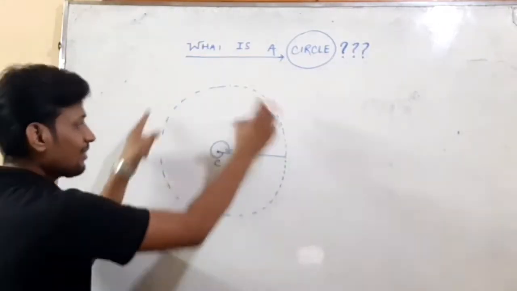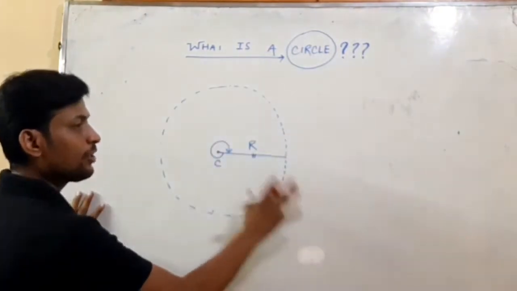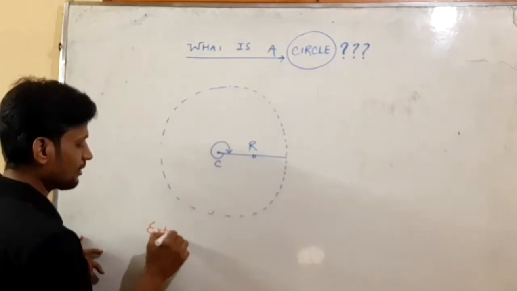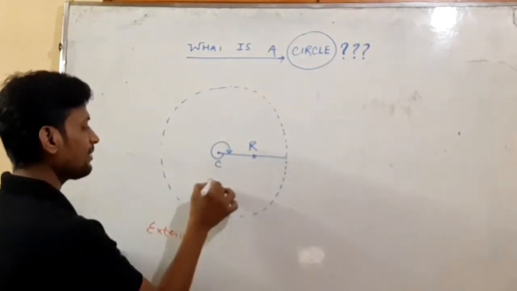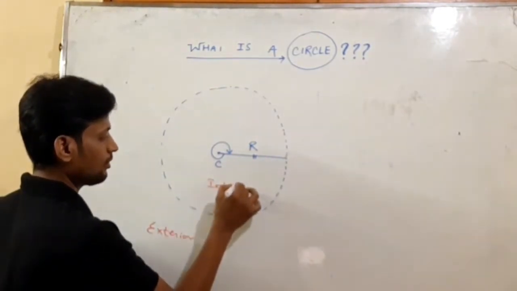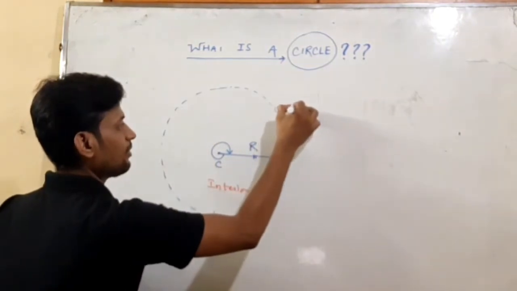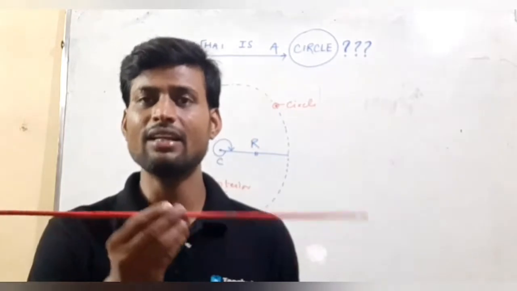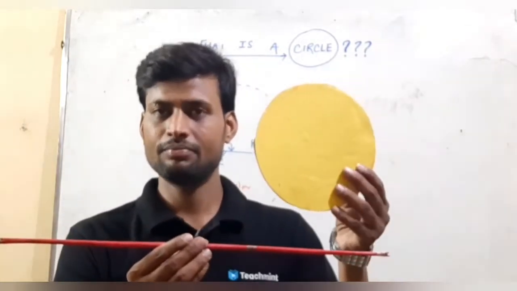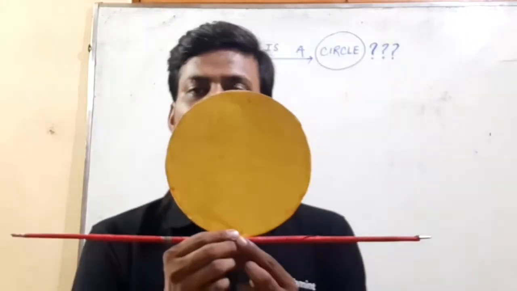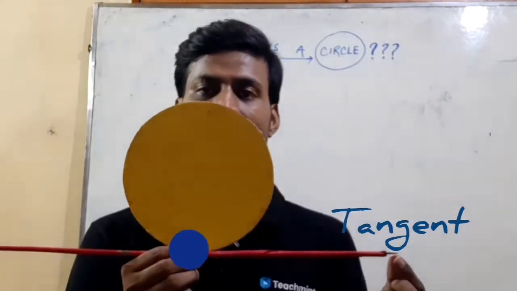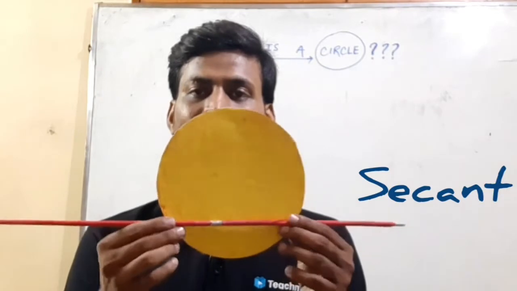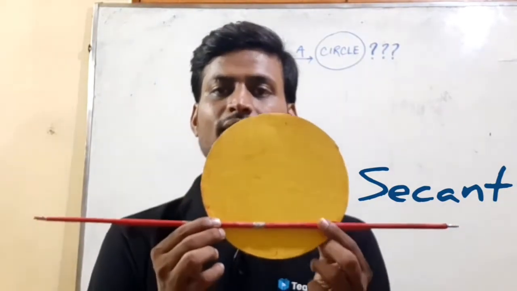Now this circle has divided this plane into 3 regions: exterior, that is outside the circle; interior, that is inside the circle; and the circle itself. So let us understand what will happen if a straight line intersects a circle. If it intersects at one point, it is called tangent, but if it intersects at 2 points like this, then it is known as secant.